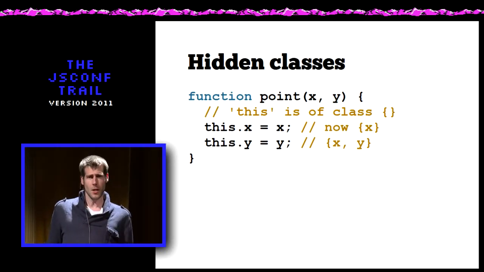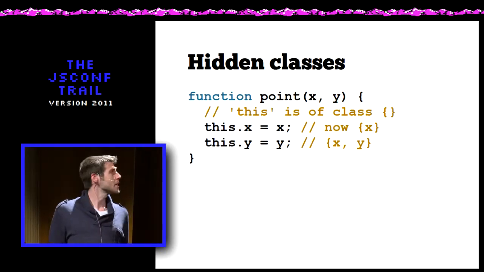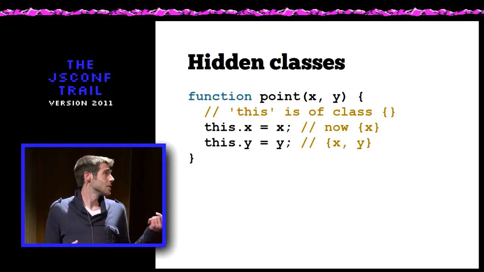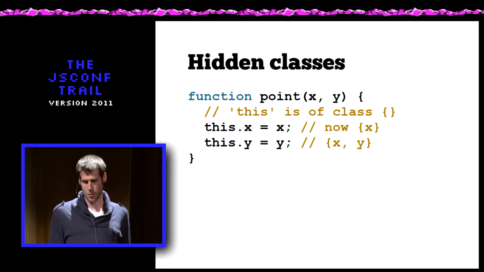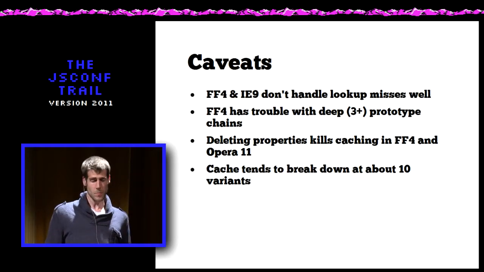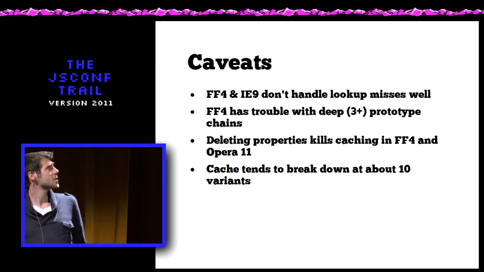And this class is all you need to know for caching, because if you get another object of this type, you already know where you're going to find x and where you're going to find y. This is not completely solid. It is possible to break this. I did some benchmarks, and these are the results.